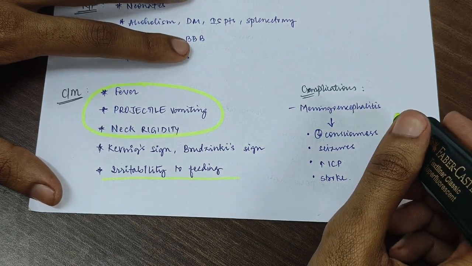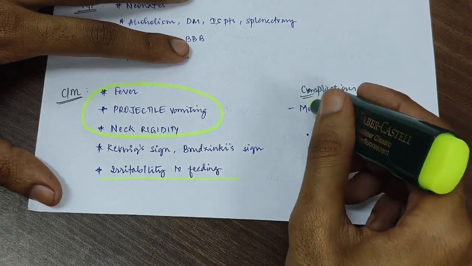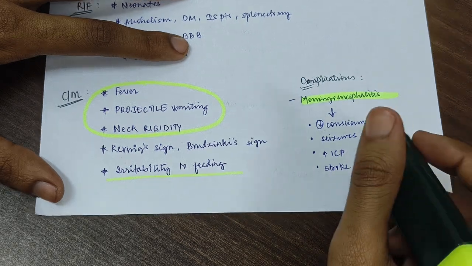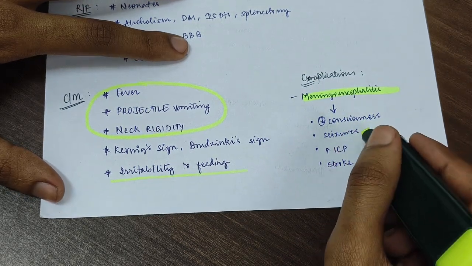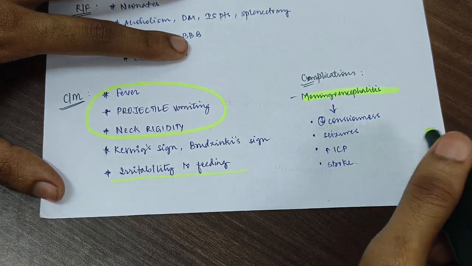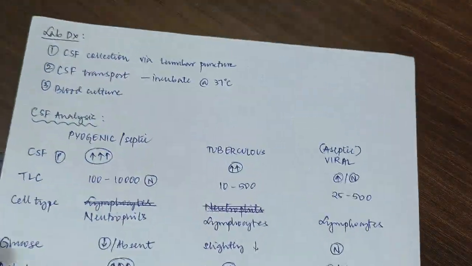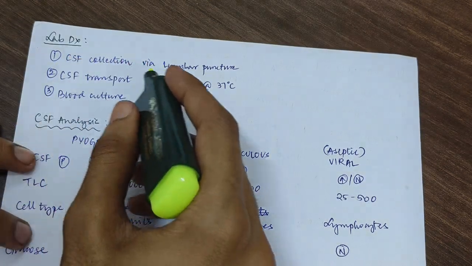Complication. What are basically the complications? Meningoencephalitis is the complication. So you're going to see decreased consciousness, seizures, increased intracranial pressure, and stroke. Then lab diagnosis. What are the lab diagnoses you're going to see? CSF collection via lumbar puncture.